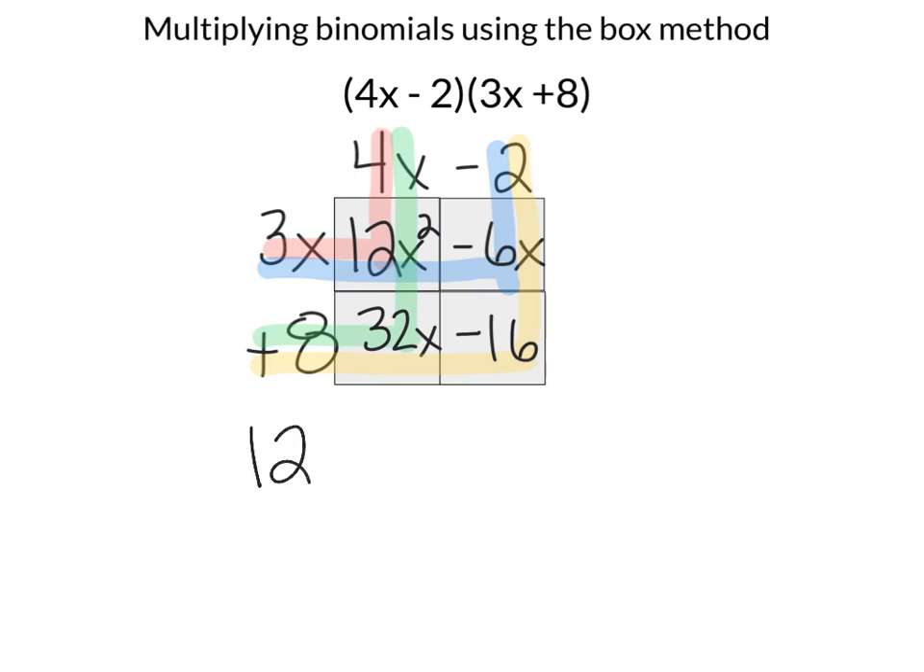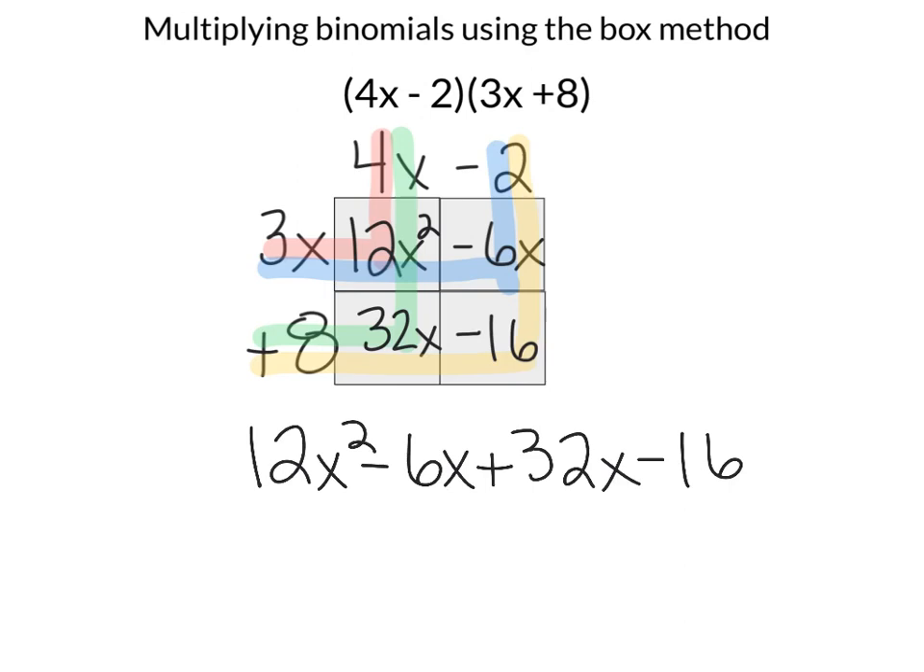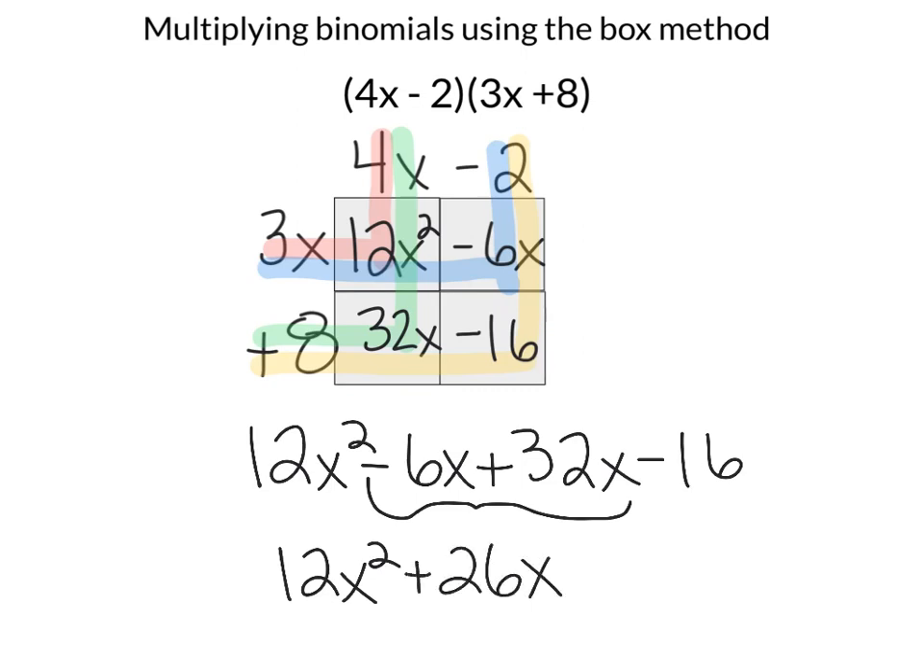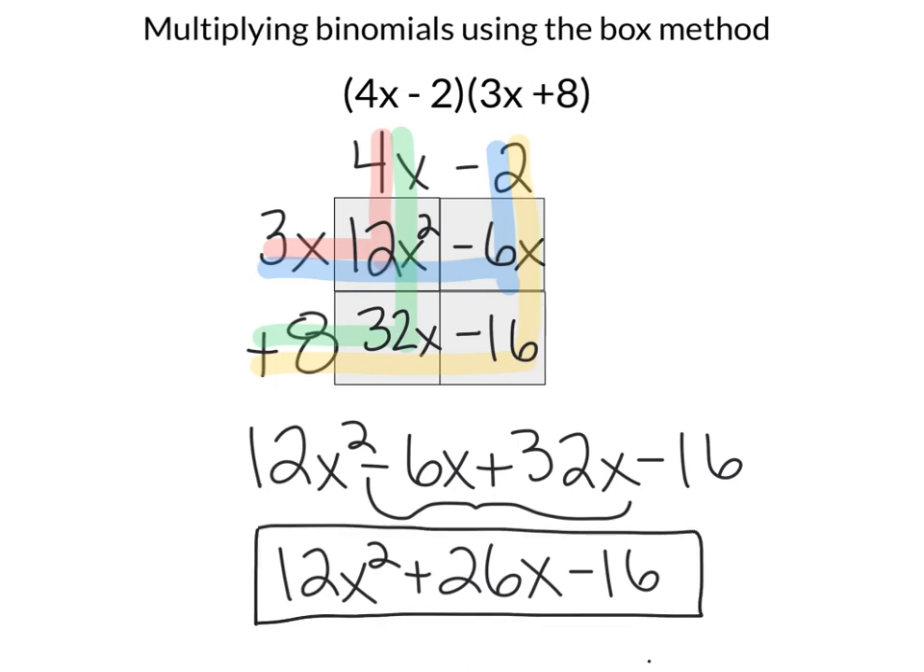So let's see, we have 12x squared minus 6x plus 32x and minus 16. So I look here and I say, okay, these values here I can combine. They are like terms. So I have 12x squared. If I have negative 6x and positive 32x, that's going to give me plus 26x, or a positive 26x. Then I bring down my minus 16. And there you have your product of multiplying your 2 binomials together.